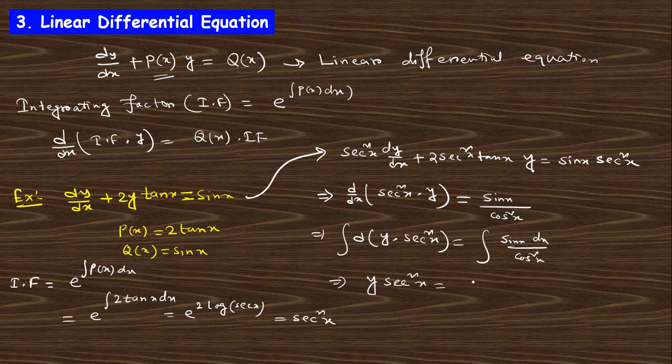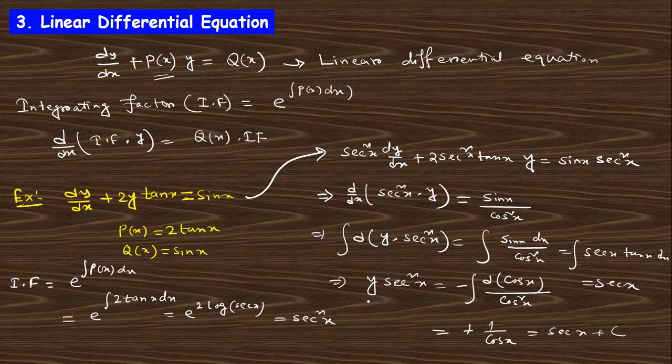So you get y sec square x, and this is nothing but d of cos x with a minus sign over cos square x. The integration of that will be minus times minus 1 by cos x, so 1 by cos x. This can also be written as the integral of sec x tan x, and the integration of sec x tan x is sec x. So the answer will be y sec square x equals sec x plus c, and if the boundary condition is given, c can be calculated, right?